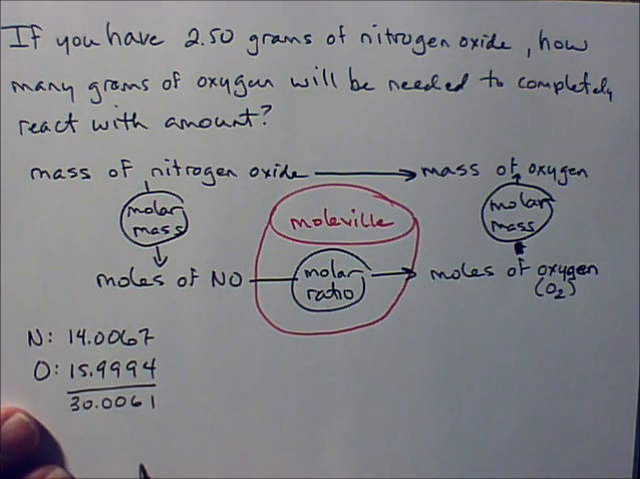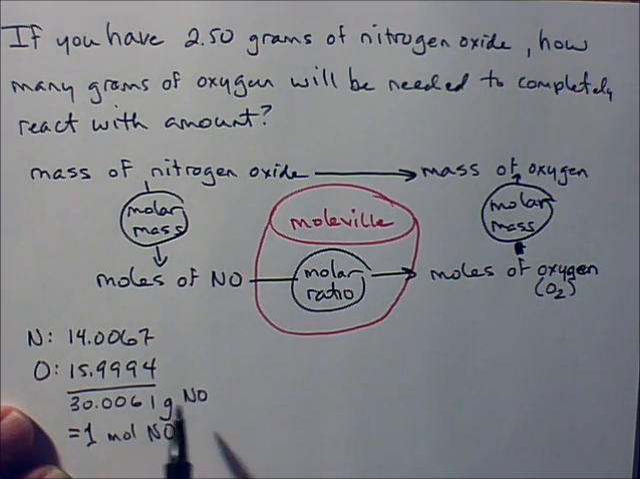And the definition I gave you a moment ago: it's the sum of all the atomic masses of all the atoms in the formula, written in units of grams, and setting that equal to 1 mole of that species. And the species here is NO, nitrogen oxide. So there's our molar ratio, or actually our molar mass equality statement.